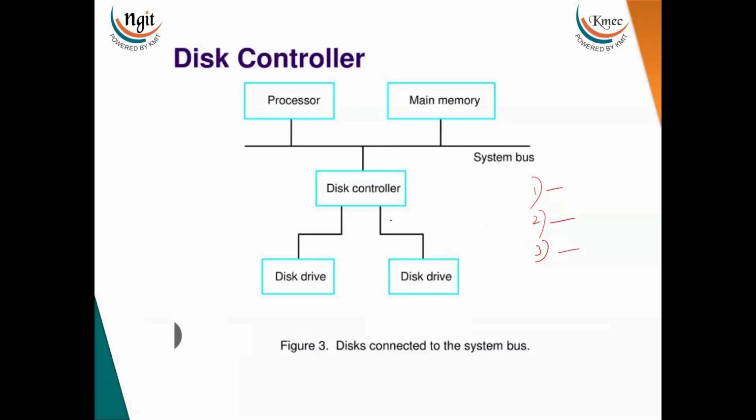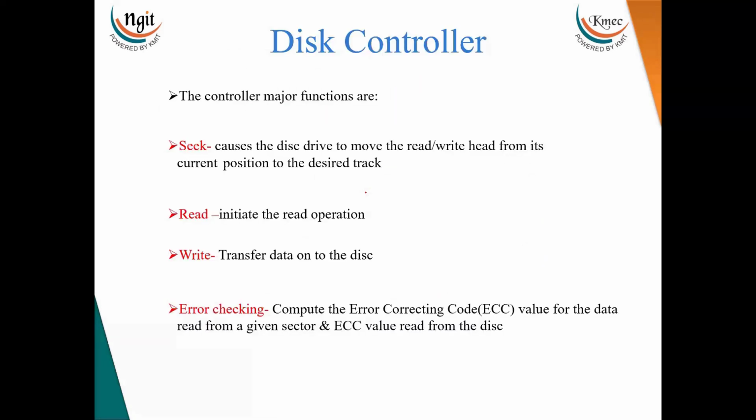The third one is the disk controller, which will control the transfer of data from the disk drive to the main memory. These disk controllers are connected to the system bus. By using this disk controller, the data transfer takes place. This disk controller is also called a DMA. In a DMA, whatever we have studied, the same operation the disk controller also does. Now here we will see a few functions of the disk controller.